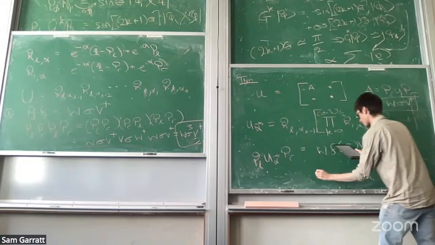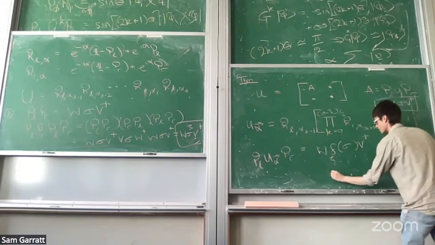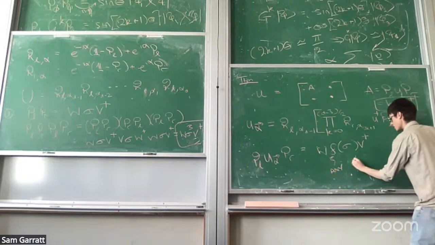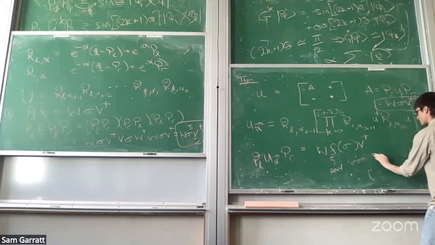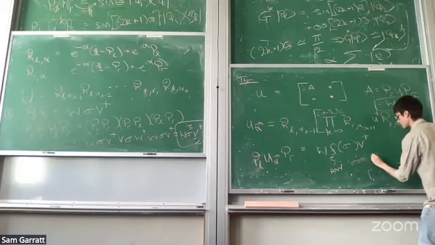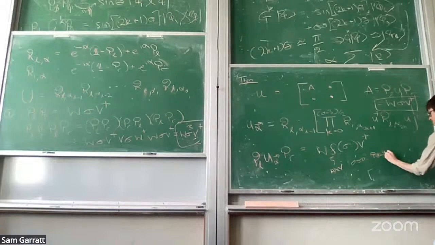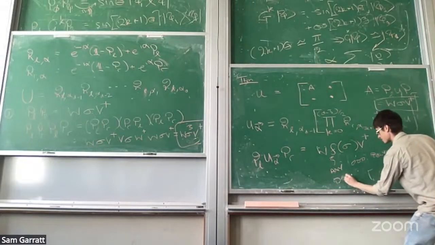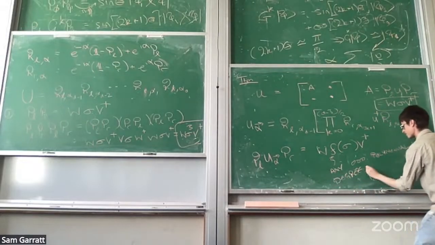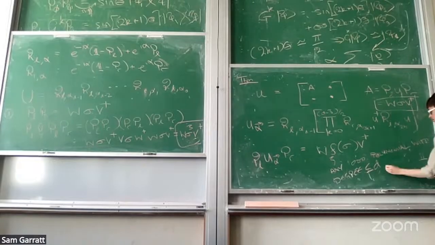where F here is any odd polynomial with degree less than or equal to d, and f of sigma is less than or equal to 1 for all sigma less than or equal to 1.